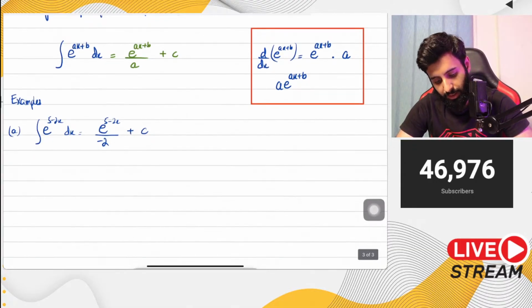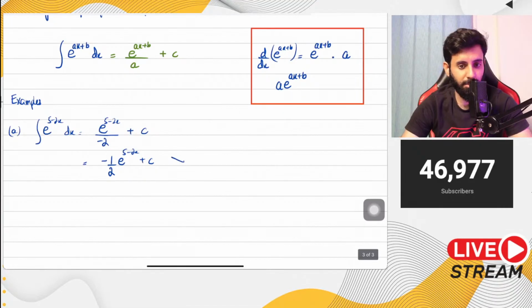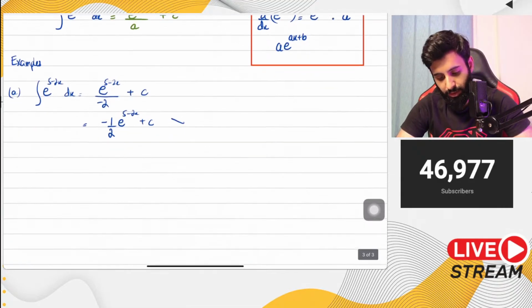I mean, you can write it like this if you want: minus 1 upon 2 e to the power of 5 minus 2x plus c. Yeah, this looks nicer. I would personally prefer to write it like this.